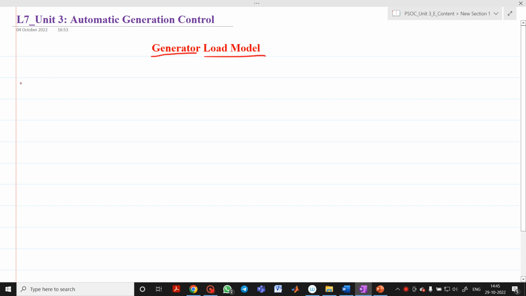Now, under a steady state operating condition, the synchronous angular frequency is given by... So I will write it here, steady state operating condition. What is the meaning of steady state operating condition? The meaning is nothing but here the load is not going to change. The load is constant. So what is the value of the synchronous angular frequency?